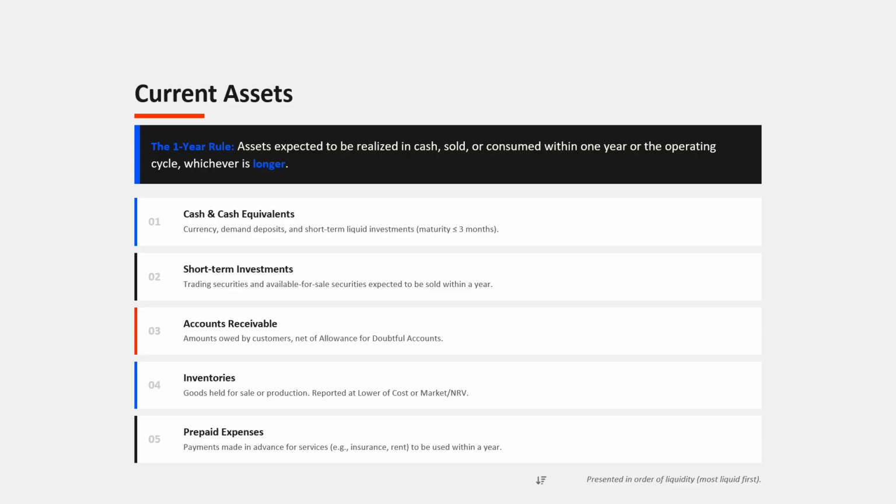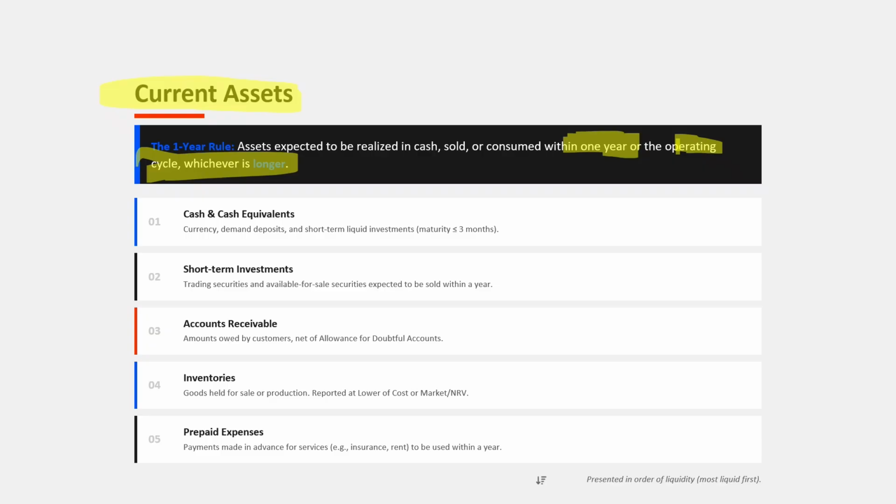Okay, so we covered the balance sheet formats. Now let's dive into the details of the classification, and we are going to start with current assets. Those are very important, not only for the balance sheet, but also for the liquidity ratios that we are going to see later. So what is a current asset? This is a well-known definition. Those are the assets expected to be realized in cash, sold, or consumed within one year or the operating cycle, whichever is longer. This is one topic that we all know, what is a current asset, but we always forget the operating cycle, and the exam likes to ask that.